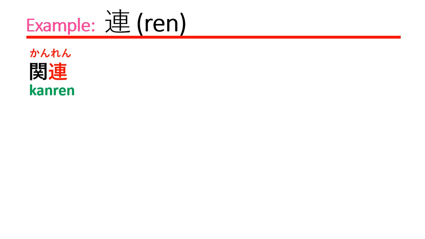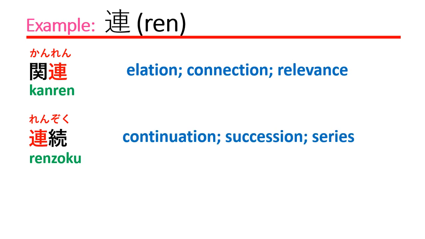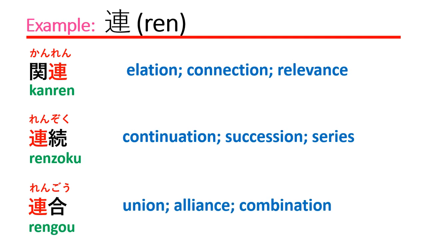Kanren, which means connection, relevance. Renzoku, continuation or succession or series. Which means when you do something continually, that means renzoku in Japanese. Rengou, which means union or alliance, combination.